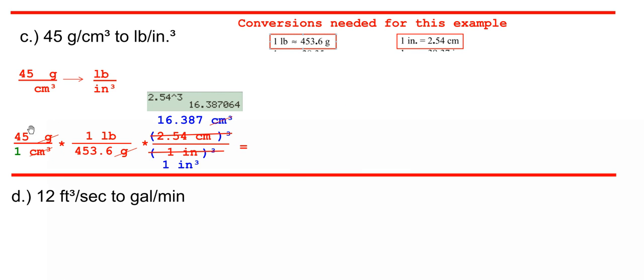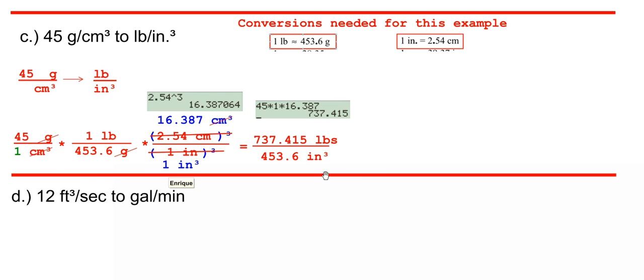Okay, so now it becomes a calculator issue. 45 times 1 times 16.387, and we multiply that out on our calculator. There you go. 737.415. Type out our unit fraction, meaning just a straight line, and write our number. Okay, 737.415, and units on the top that didn't cancel were pounds. We didn't cancel pounds, so our units are pounds. On the bottom, everything canceled except for inches cubed, so 453.6 inches cubed. So notice 1 times 453.6 times 1 will give us 453.6, right?